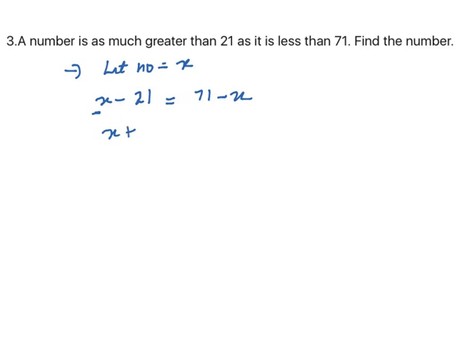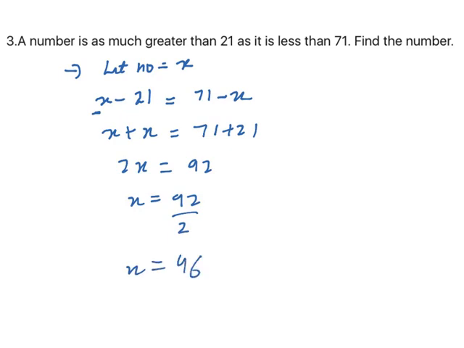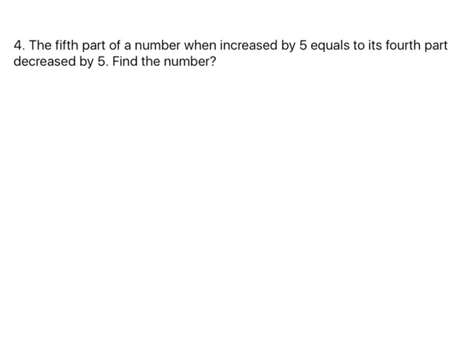Now we will transpose: x plus x equals 71 plus 21. 2x equals 92. x equals 92 by 2. x equals 46. We are given that the fifth part of a number when increased by 5 is equal to the fourth part of that number decreased by 5, and we have to find the number.